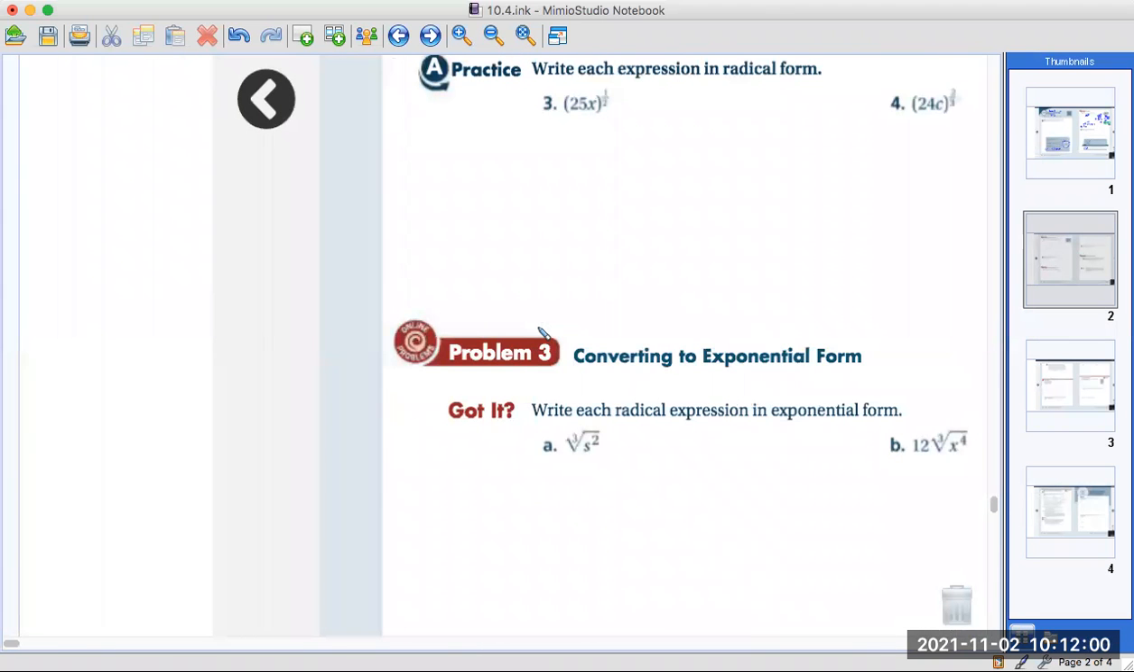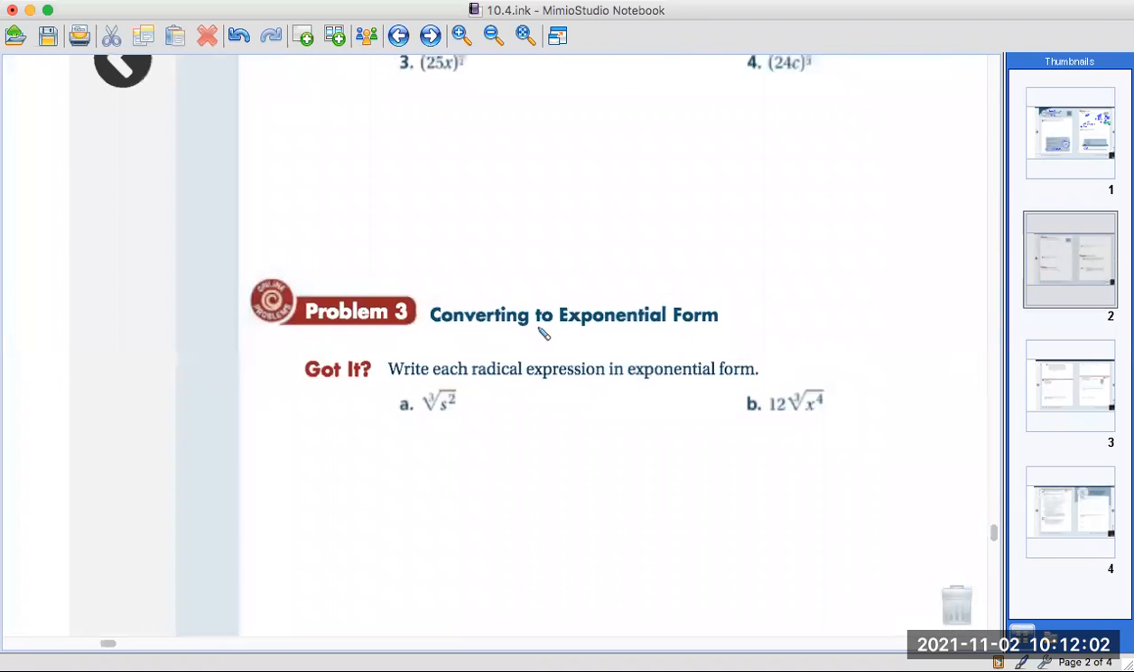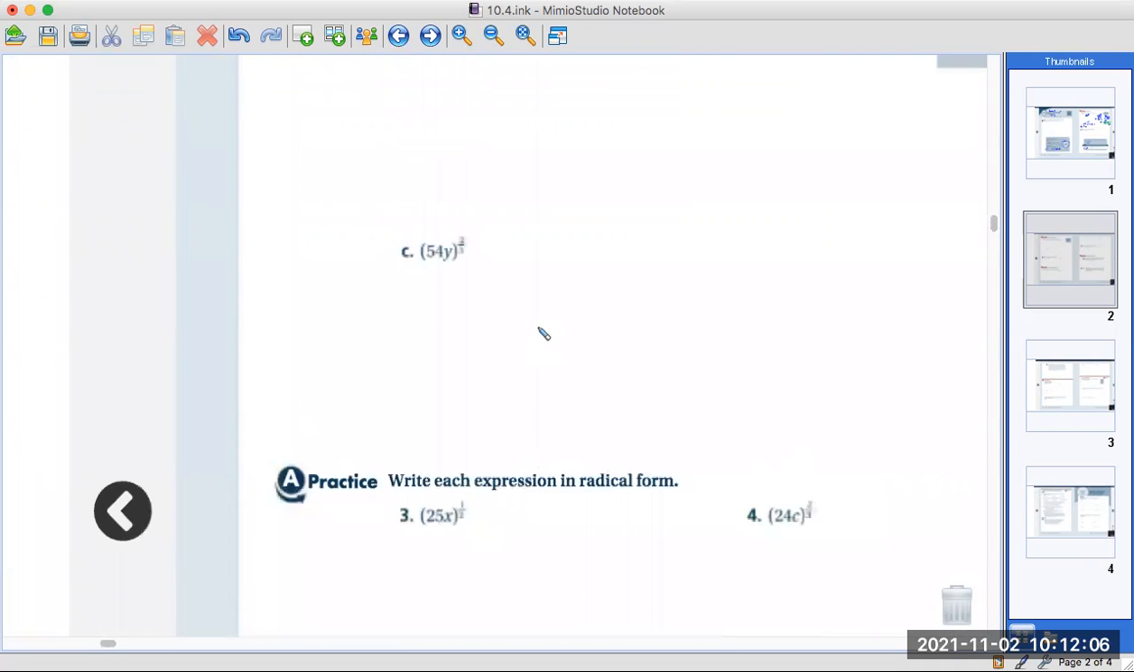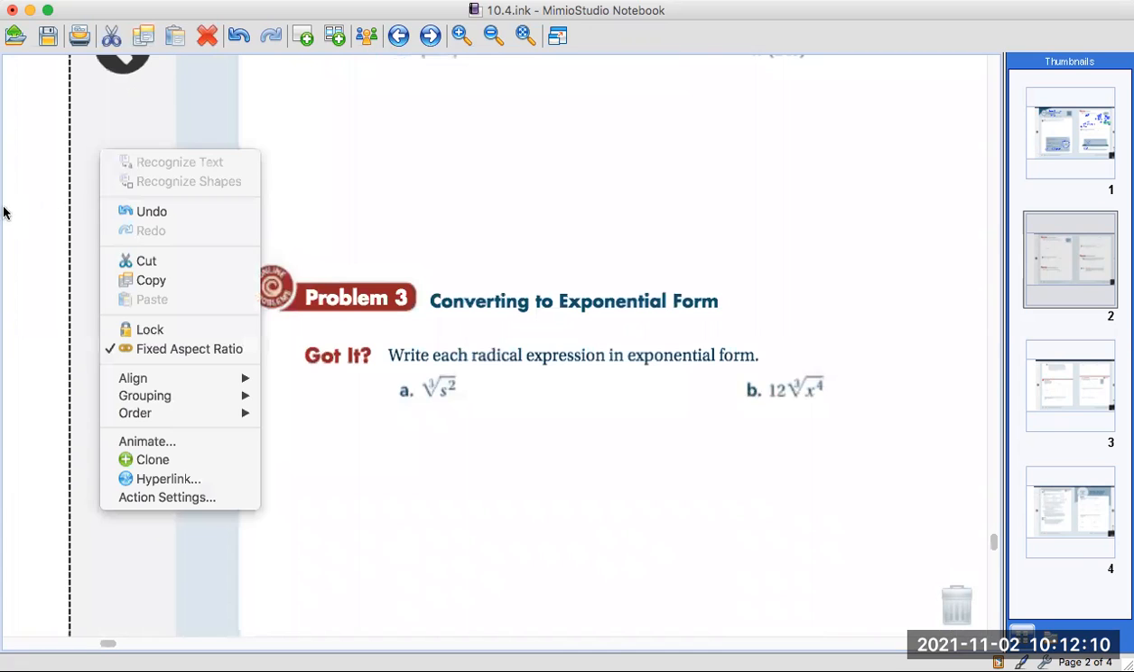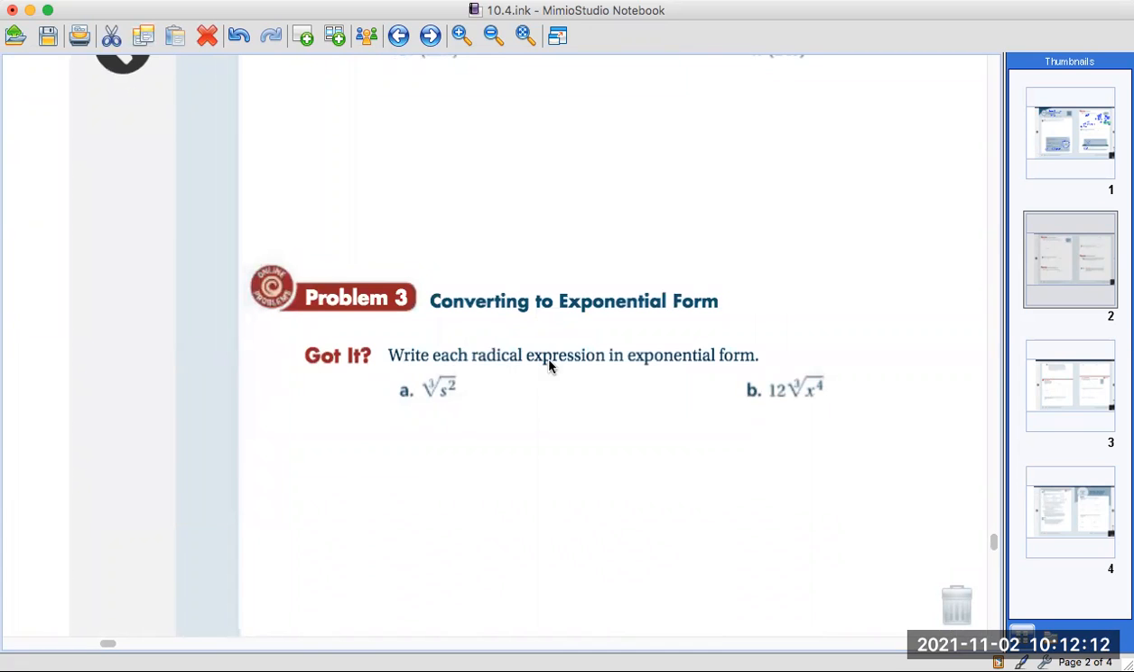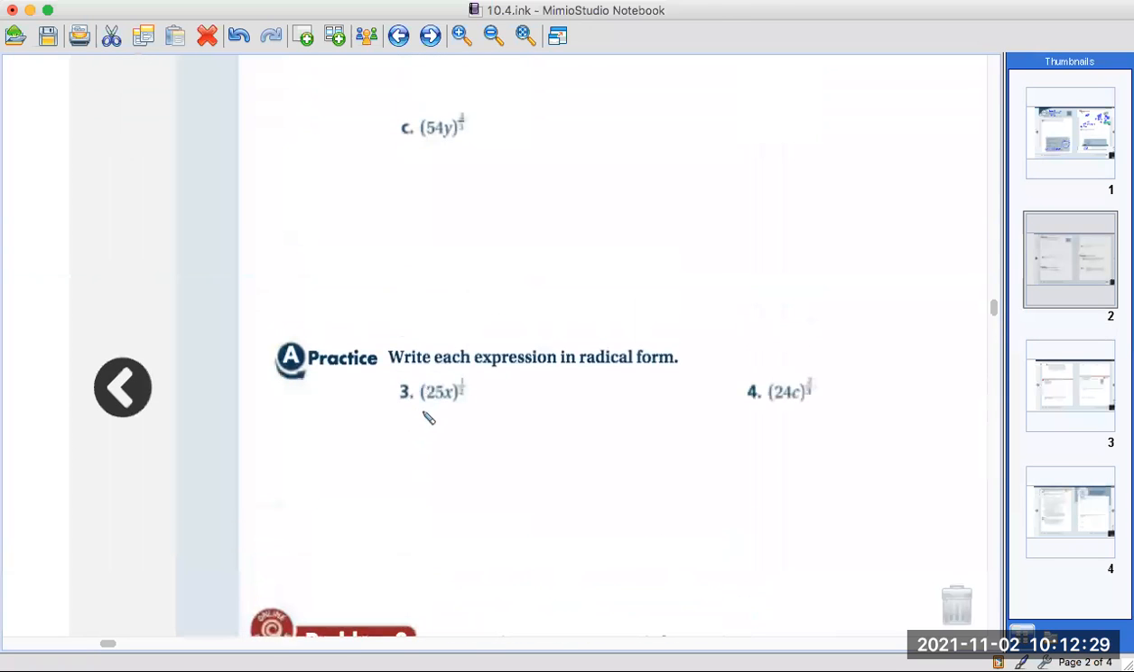The next page, we're doing number 3. So we're going straight to number 3. Write each radical expression in exponential form. So it's the third root of a number s squared. Do I want to do that one? No, not that one. Where are we? There, this one.